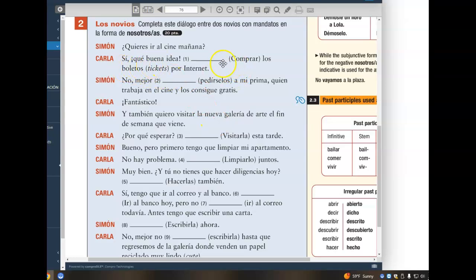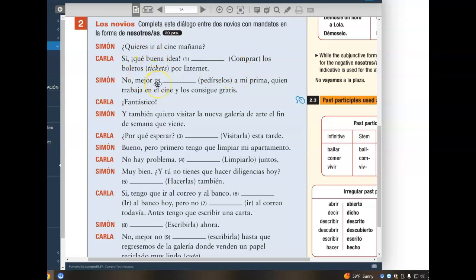Qué buena idea, compremos los boletos. If you want to replace los boletos, we could say comprémelos. Comprémelos por internet. No, mejor nos pedírselos. So we have an indirect object pronoun, which would be le, and we have a direct object pronoun, los, taking the place of los boletos.